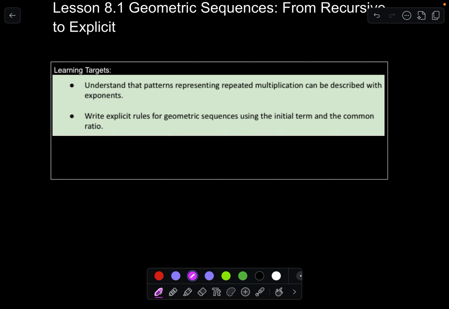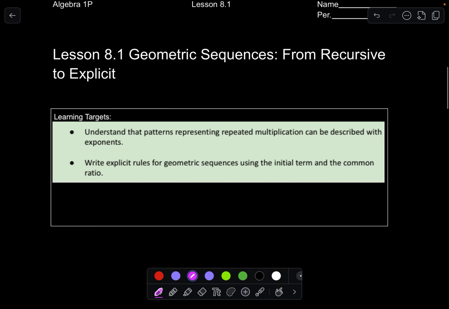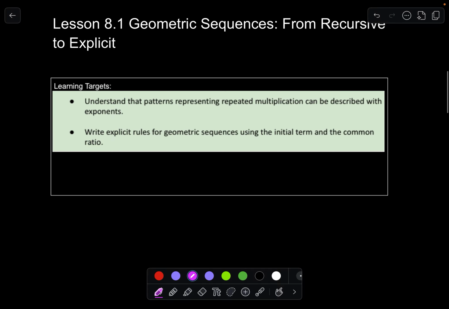Good morning, class. This is Mr. Eggleston, and this is lesson 8.1, geometric sequences, how we can go from recursive formulas to explicit formulas.